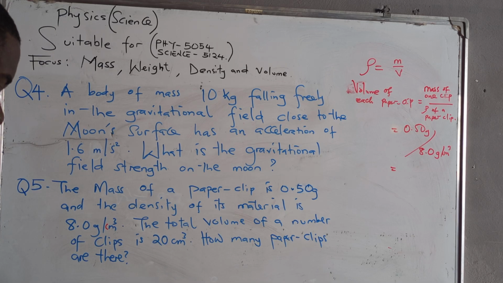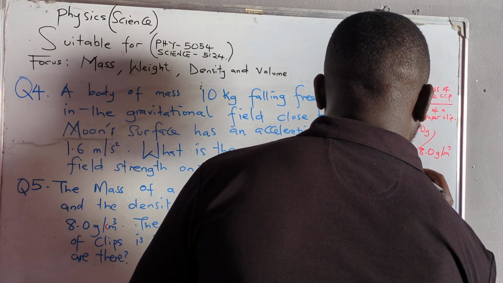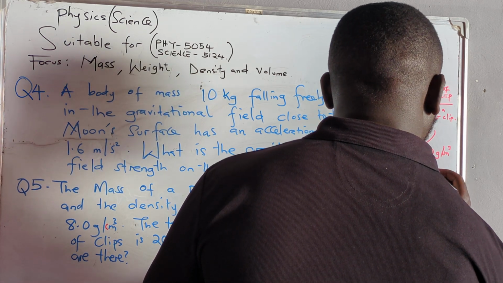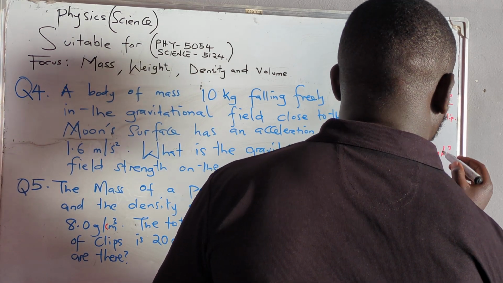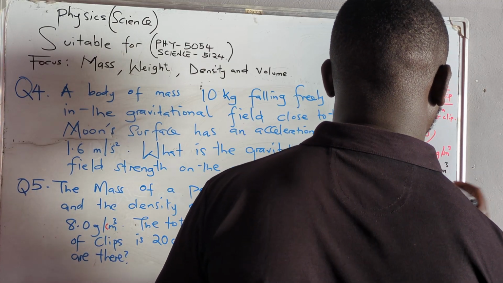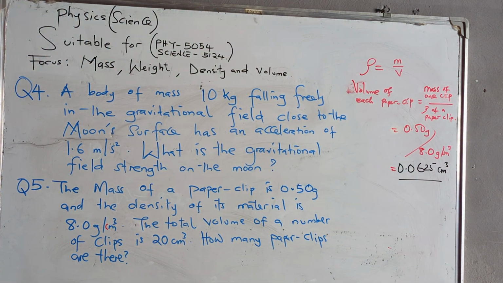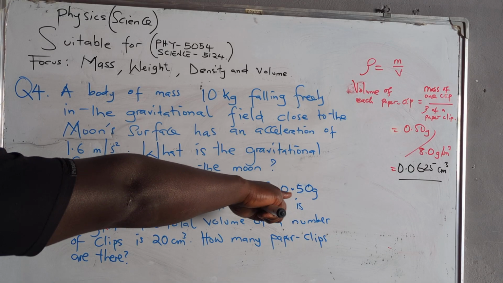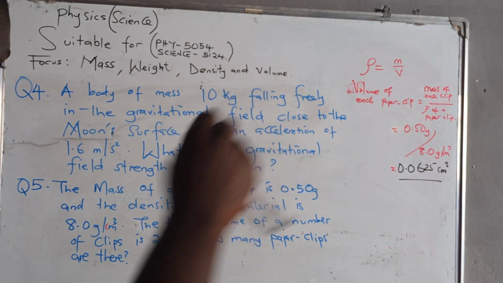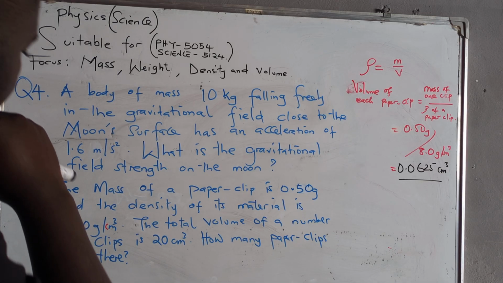Okay, so it gives us something like 0.0625. The grams are going to cancel, then we're going to have cubic centimeter. So this is now the volume of each paper clip. You understand? In the question we've been given the mass of each paper clip, and of course the density of the material that it was made of.